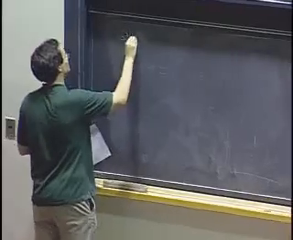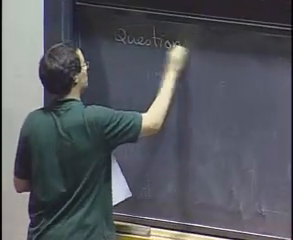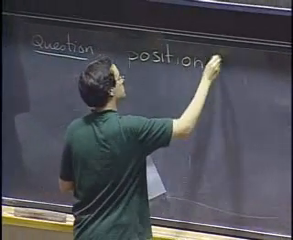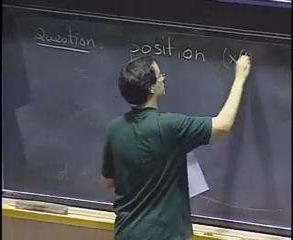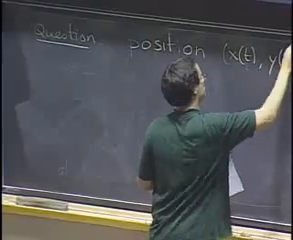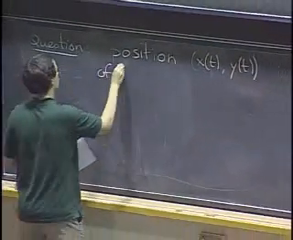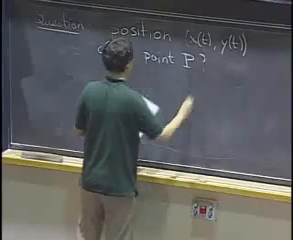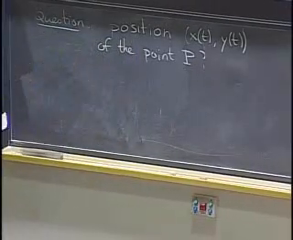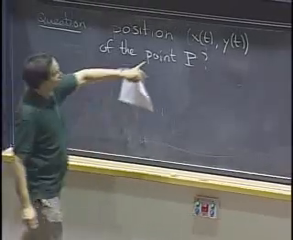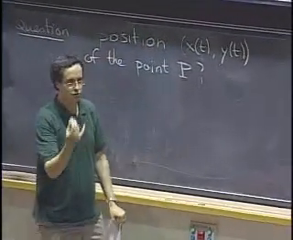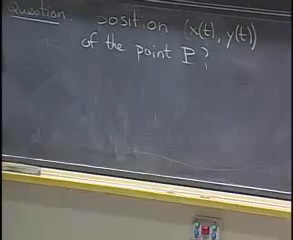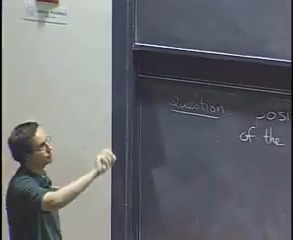OK, so the question that we want to answer is, what is the position x of t, y of t of the point P? Actually, I'm writing x of t, y of t. That means that I'm expressing the position in terms of time. Let's see, is time going to be a good thing to do? Well, certainly the position changes over time.